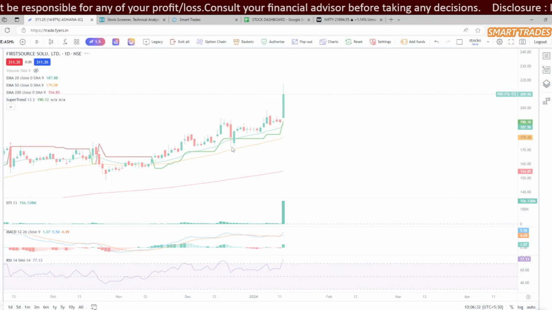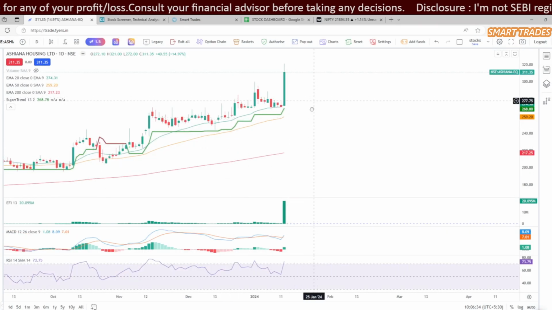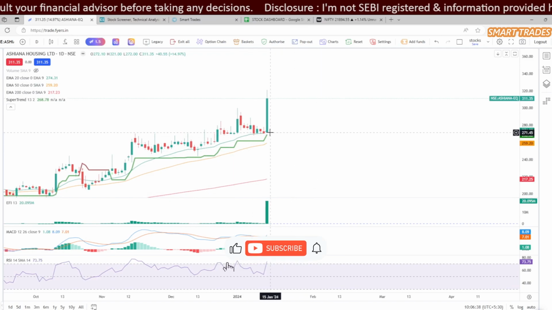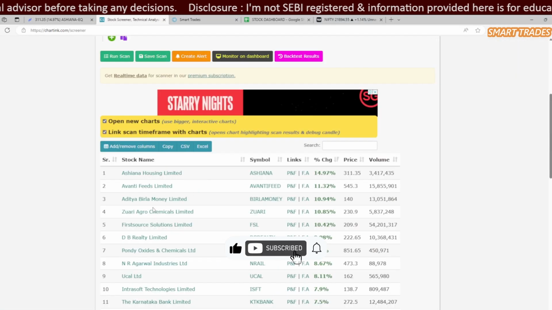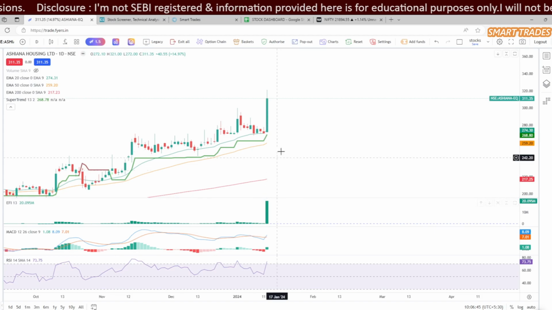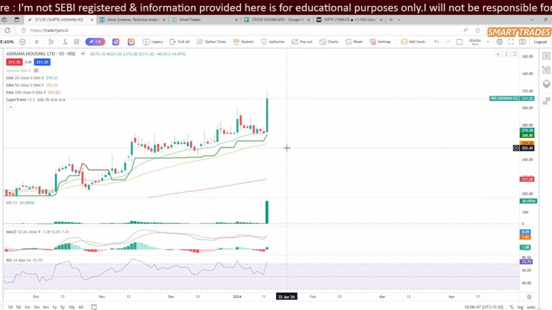Okay, you can see the bullish momentum. Okay, today is the current one. Okay, Ashiana. So we will check if the criteria are met.